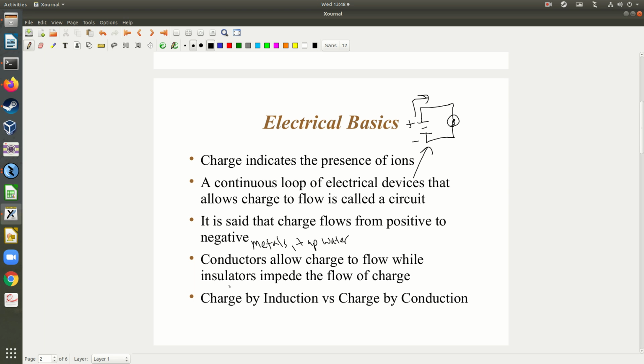Insulators are your rubbers or your ceramics. Now, you can run a charge through anything you want, as far as I know. You can run a charge through rubber all the same. It's just it takes a lot more potential, electrical potential, to do it. And so that's why rubber's not completely safe. It's just an insulator. It insulates you. It impedes the flow of charge.